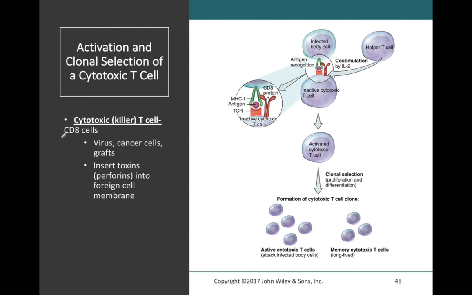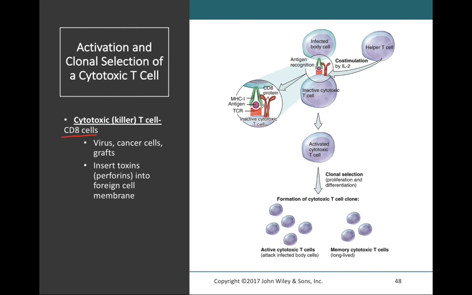Cytotoxic T cells are also referred to as CD8 cells because they have a protein on their cell membrane known as the CD8 protein. The CD8 protein will bind to a different type of MHC protein known as MHC1. But you can see virtually the same complex is shown here with activation of cytotoxic T cells. This MHC protein will be displaying the antigen, our T cell receptor will be bound to the antigen, and the CD8 protein will bind over here to the MHC protein on the surface of an infected body cell.